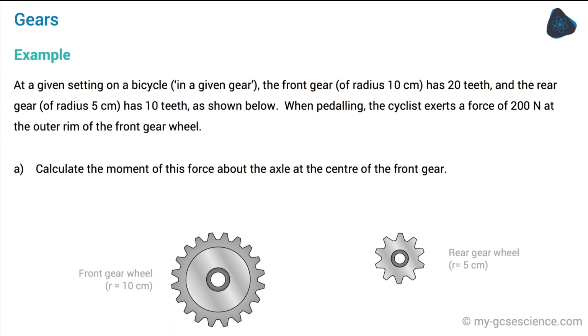One last example now to finish off. For part A, we can see that the force is 200 newtons and the perpendicular distance between the line of action of this force and the pivot, which is at the centre of the gear, is 0.1 meters. So that means that the moment is just 200 times 0.1, which gives 20 newton meters.